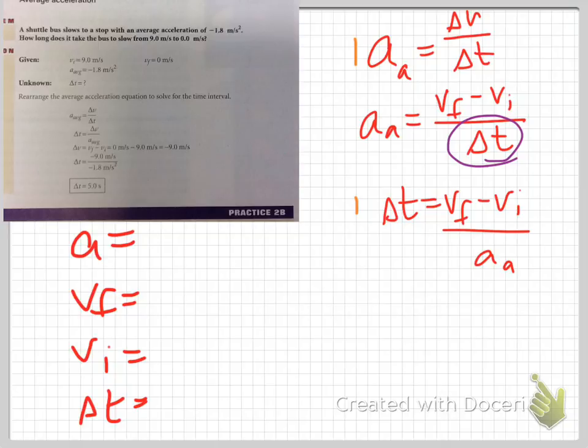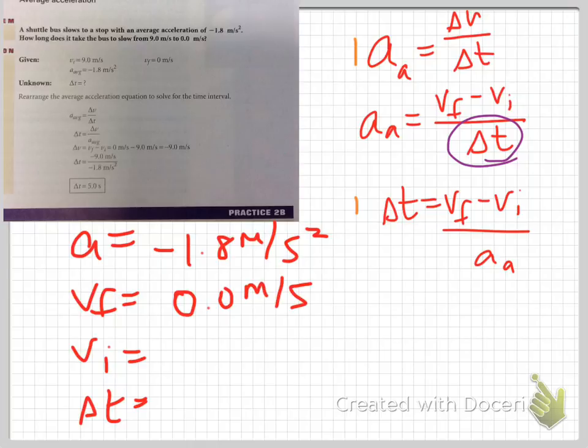So we're going to list our variables. The acceleration is given as negative 1.8 meters per second squared. The final velocity is given as 0.0 meters per second. And the initial velocity is given as 9.0 meters per second. This couldn't be a whole lot easier.